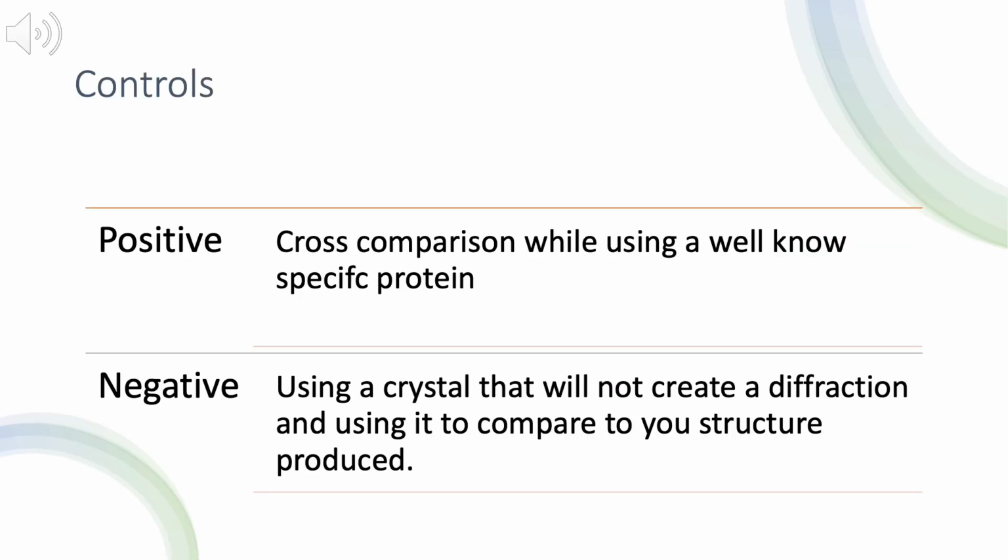A positive and negative control is the obvious answer here. Using a positive control, we can cross-compare while using a well-known specific protein. Using a negative control, we can use a crystal that will not create a diffraction and use it to compare the structure that we produced.